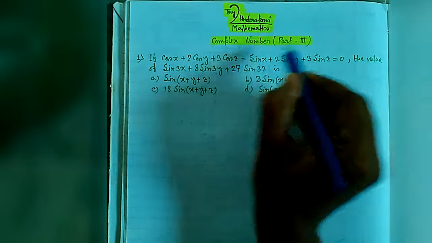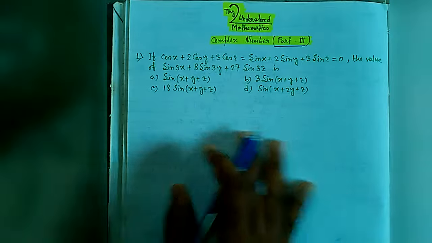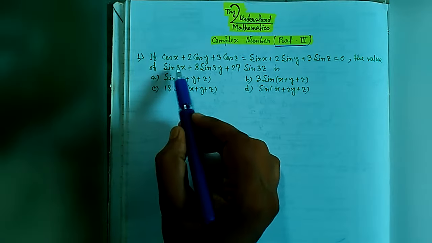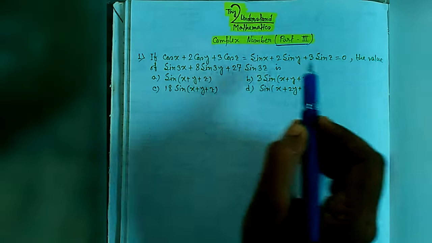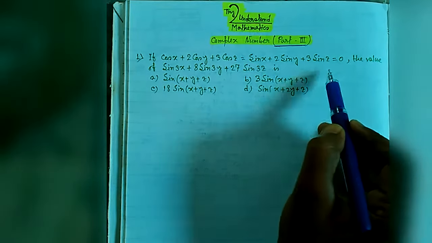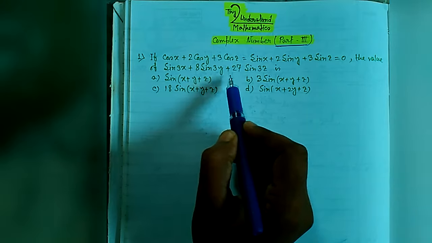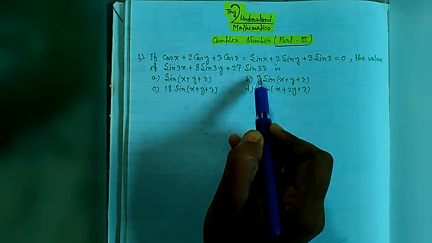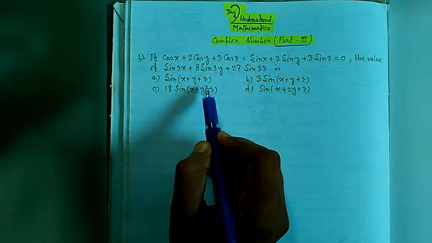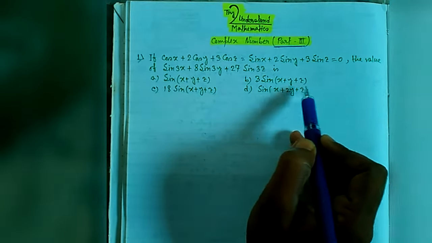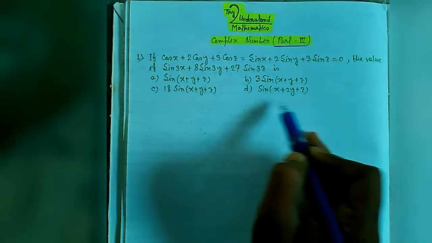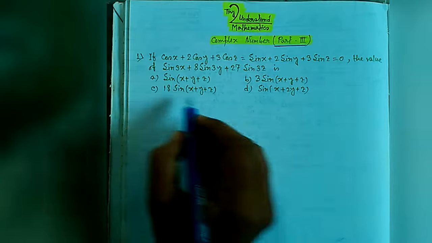My topic is complex number part 3. Let us take a problem. If cos x plus 2 cos y plus 3 cos z equals sin x plus 2 sin y plus 3 sin z equals 0, then the value of sin 3x plus 8 sin 3y plus 27 sin 3z is either sin(x+y+z), 3 sin(x+y+z), 18 sin(x+y+z), or sin x. First pause my video and try it yourself.